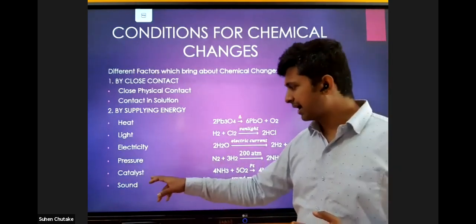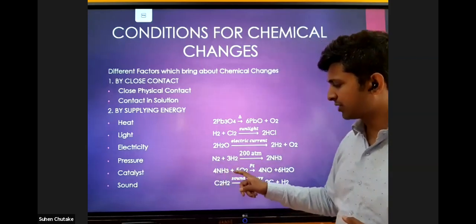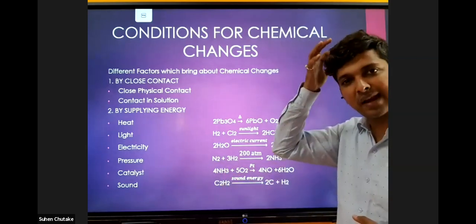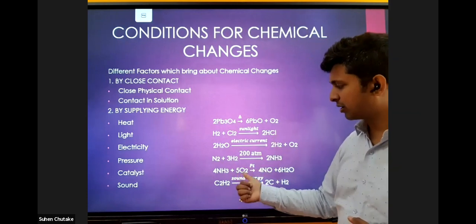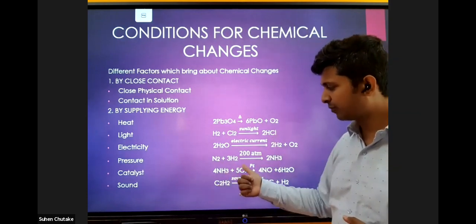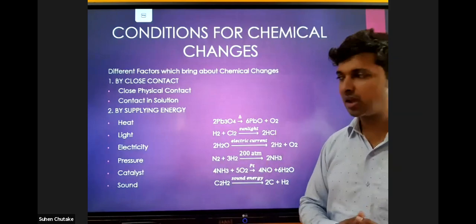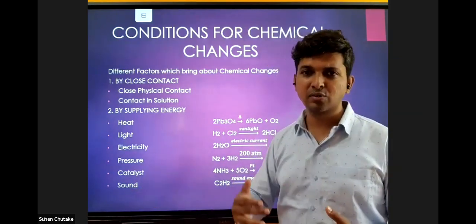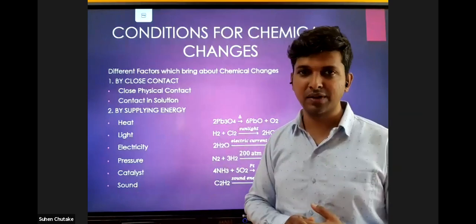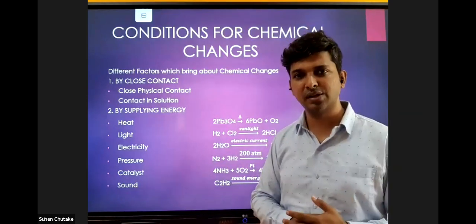Then in catalyst we are having 4NH3 plus 5O2 over platinum. In the presence of platinum, on its surface it will accommodate ammonia and oxygen and then convert it to nitric oxide. So I told you sometimes you have to... what does a catalyst do? A catalyst lowers the activation energy.